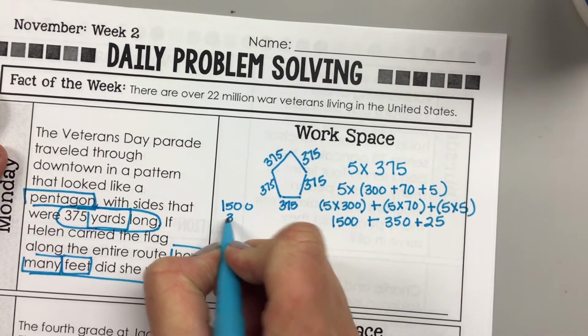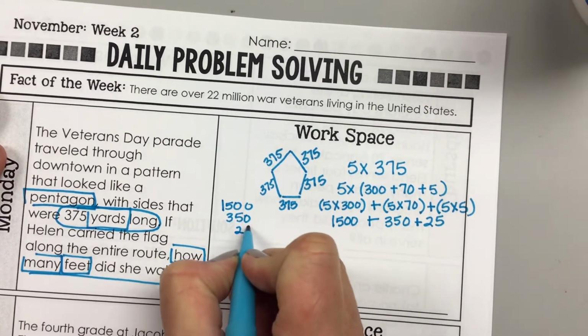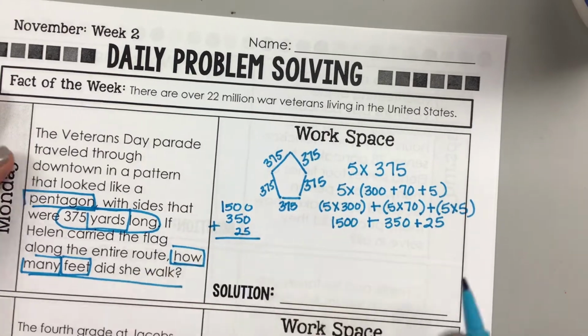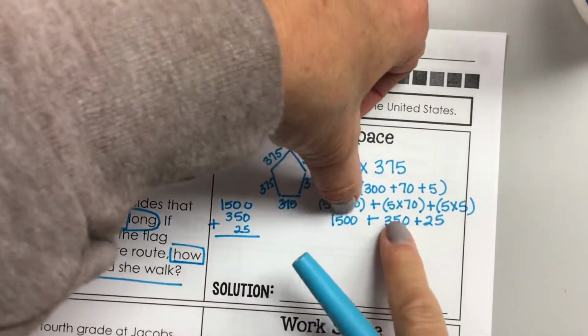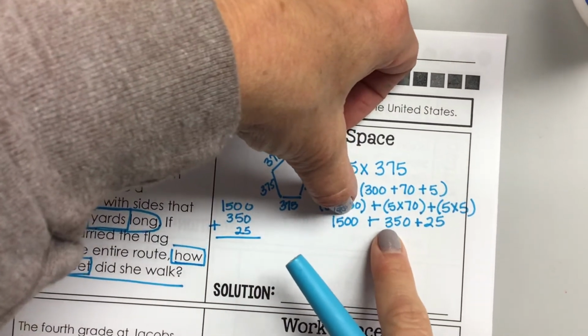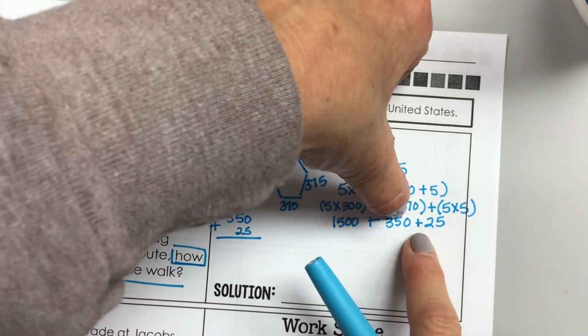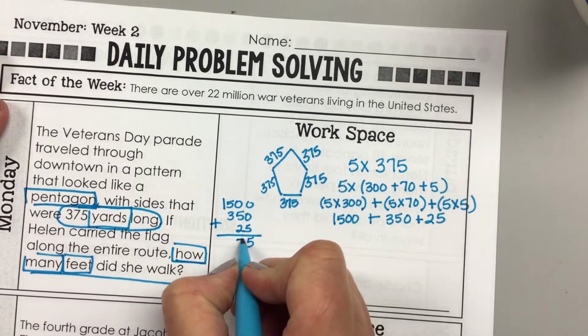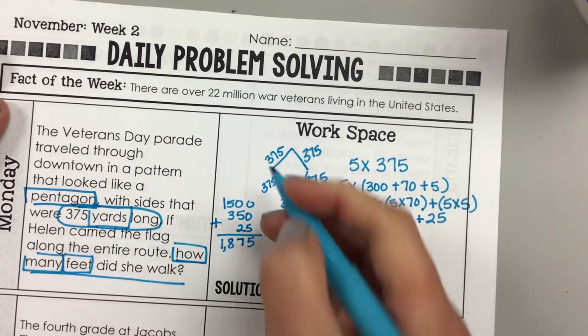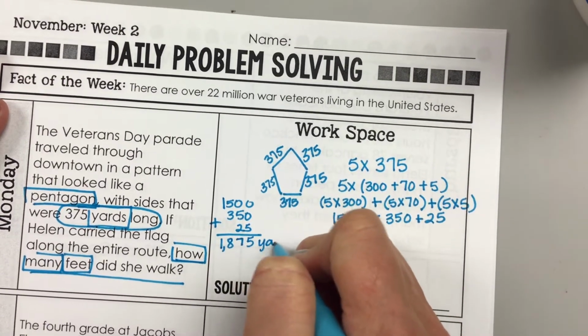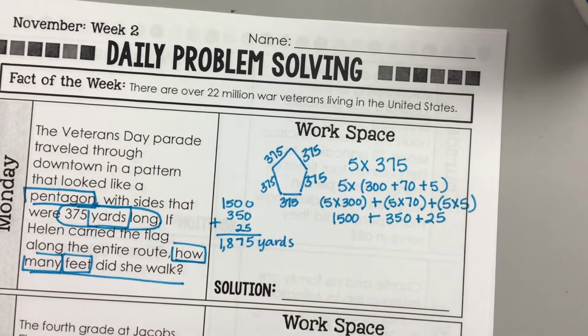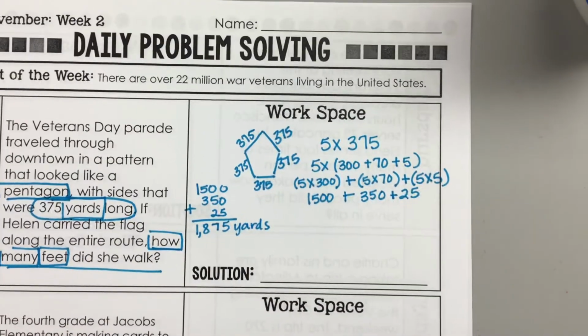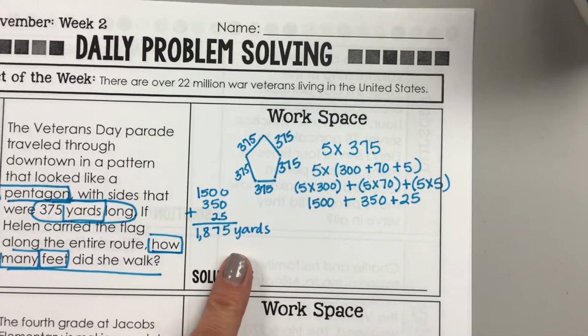You can bring them over here. You might be able to do it in your head because there's only 1 in the thousands column. You can add the 3 and the 5 in the hundreds column, the 5 and the 2 in the tens column, and then add the 5. But if that is more than you want to think through, you would be up to 1,875 yards. Now, Carter Nelson, what did you do to convert that to feet?